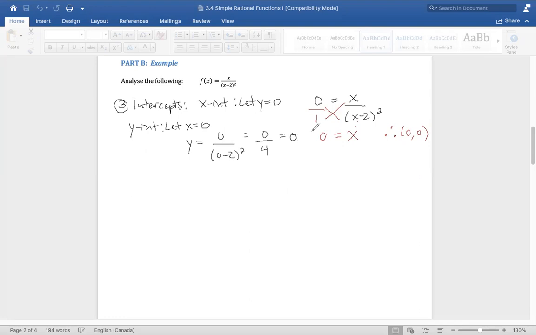So I have the same point. When x equals 0, y equals 0. So therefore my y-intercept is 0 and I have the same point. So I have one point there on the graph that I can draw, a little bit of information. Now let's do our critical numbers.